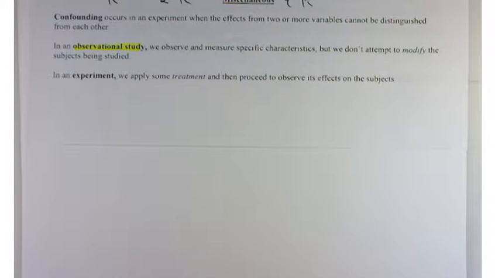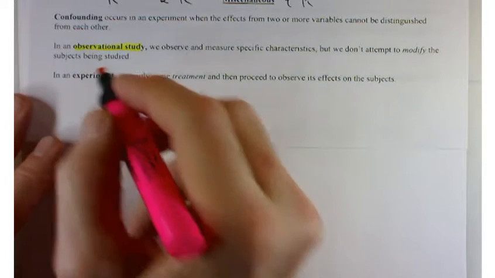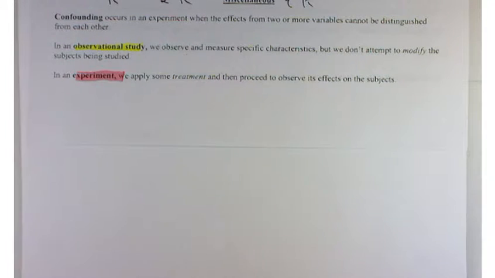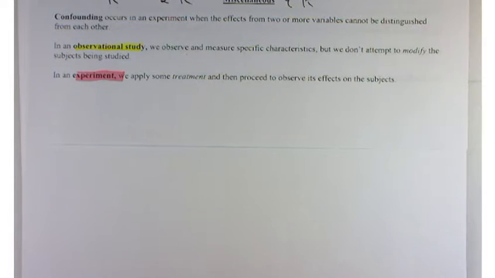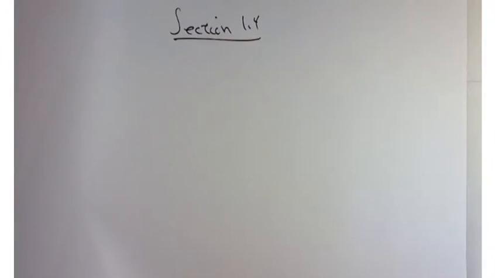Now, in contrast, in an experiment, you're actually modifying the conditions or applying some kind of a treatment to your test subjects. So two different approaches. I guess it depends on what kind of data you need, what you're looking for. Sometimes you can only observe things, sometimes you need to experiment. It's just going to depend. So let's take a look at a couple different examples here and decide what we think, whether they're observational studies or experiments.